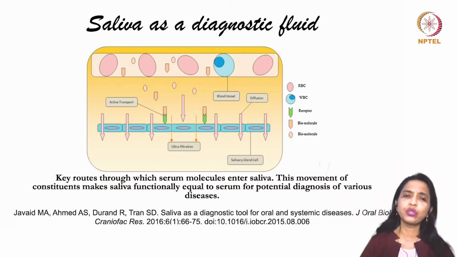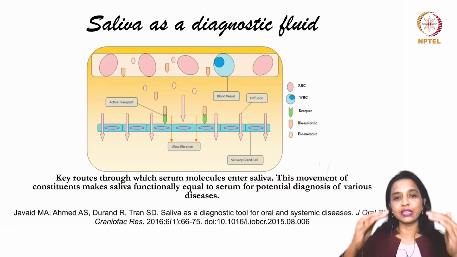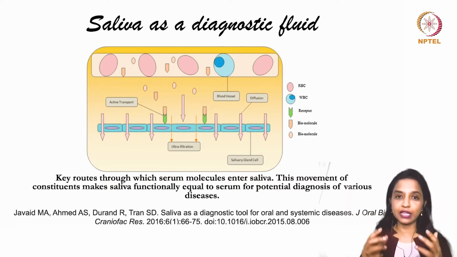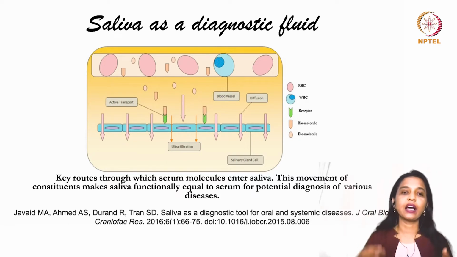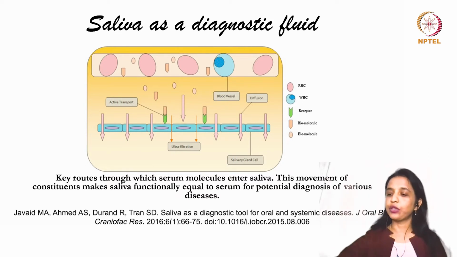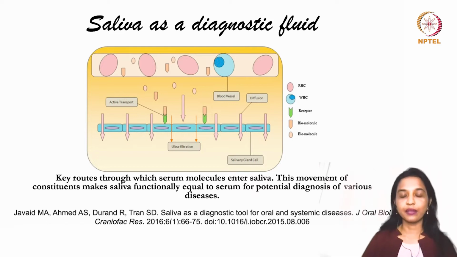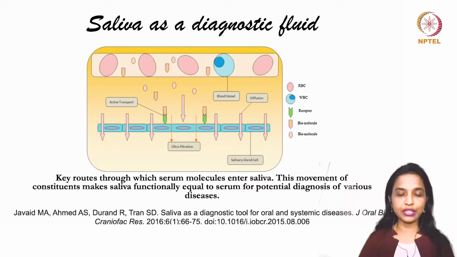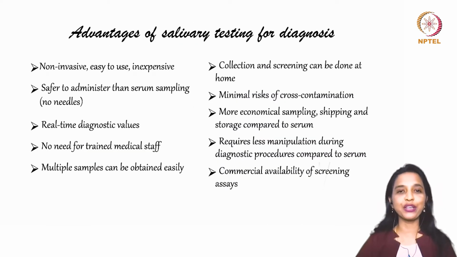And how is it that saliva can be used as a diagnostic fluid? Because most of the biomolecules from the serum actually come into the saliva through many types of methods like ultrafiltration, transport, active transport, and diffusion. The biomolecules of serum can be seen in saliva also. Because of that availability of biomolecules, saliva can be used as a diagnostic fluid.